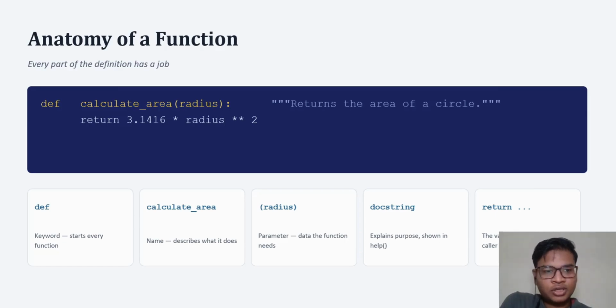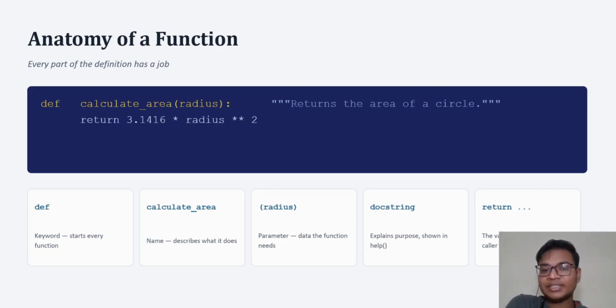In this function, what does def mean? Def is a keyword that starts every function. Always remember these are some rules, some keywords we also have to follow. The second one is the calculate area. We also have to name it area. That is the name, and it describes what the function does.